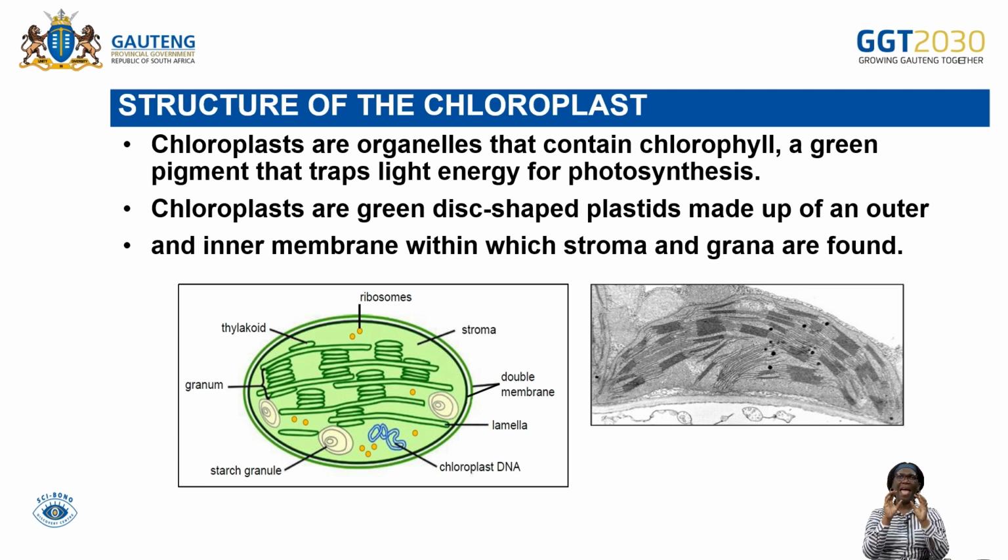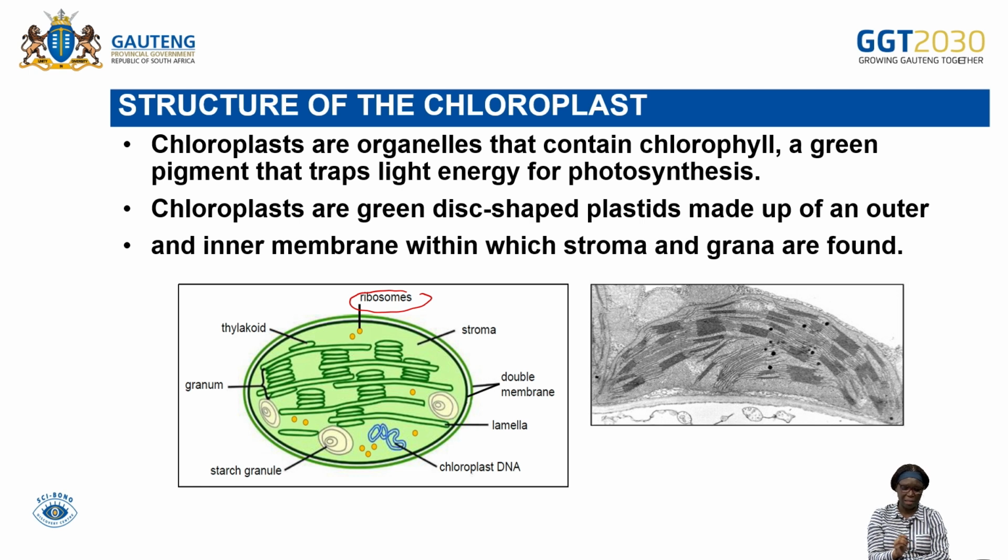The chloroplast is green and disc shaped, made up of the outer and the inner membrane. And within the chloroplast we will also find there the stroma and the grana. So this is the structure of the chloroplast with the parts within the chloroplast. We have the ribosomes within the chloroplast. We said the ribosomes are responsible for the formation of what?